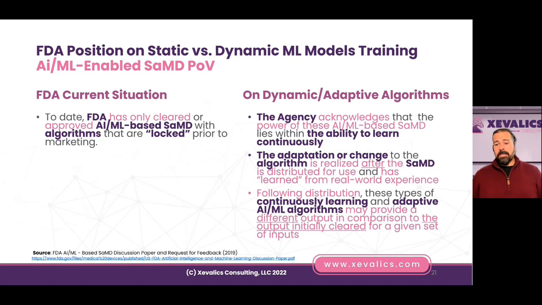software as a medical device is the ability to learn continuously. So the adaptation or change to the algorithm is realized after the software as a medical device is distributed for use and has learned from real world experience. Following distribution, this type of continuously learning and adaptive AI machine learning algorithm may provide a different output in comparison to the output initially cleared for a given set of inputs.